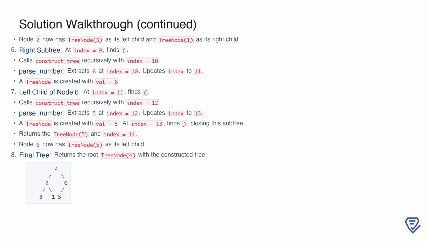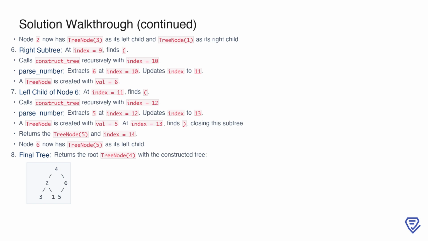Starting at index 9, we encounter a left parenthesis, which signals a new child. We call construct_tree recursively with index 10. The number 6 is parsed, and a tree node with the value 6 is created. Moving to index 11, another left parenthesis indicates a left child for node 6. Making a recursive call again, the number 5 is extracted at index 12, and a tree node is created for it. Once the closing parenthesis is found, the subtree for this node is finalized, and the function returns tree node 5 with index 14. At this point, node 6 has its left child constructed, and since no further children are indicated, the right subtree of the root node is now complete.